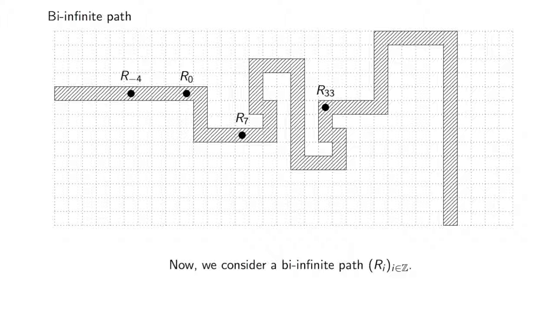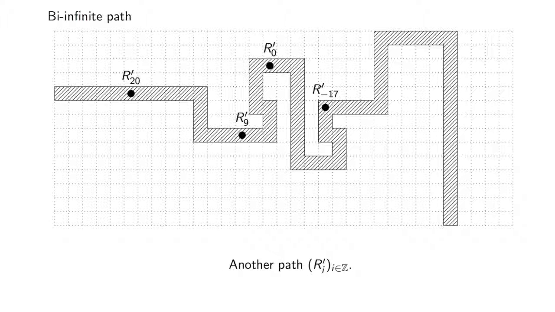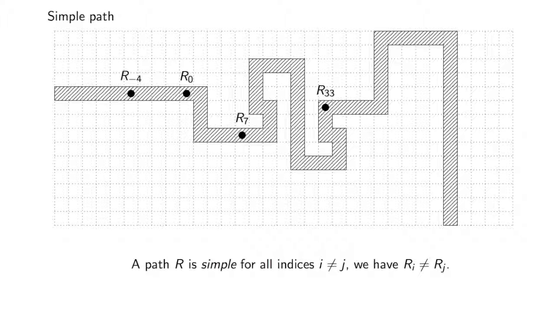Finally, we present here a bi-infinite path R. In this case, there exists no starting position. For all integer i, Ri is a position with a predecessor and a successor. Here is a bi-infinite path R' with the opposite direction of R but with another position as R'0. Let's go back to the bi-infinite path R.